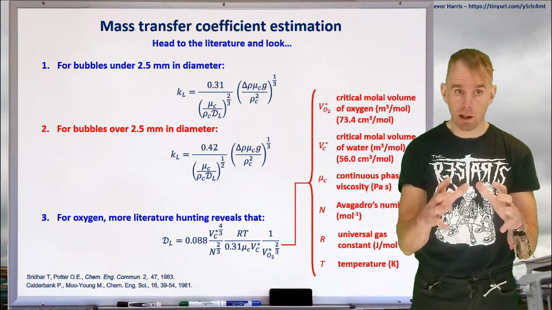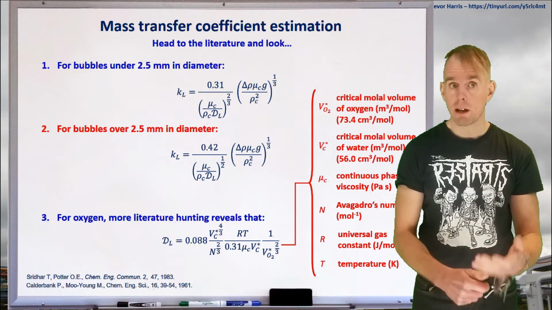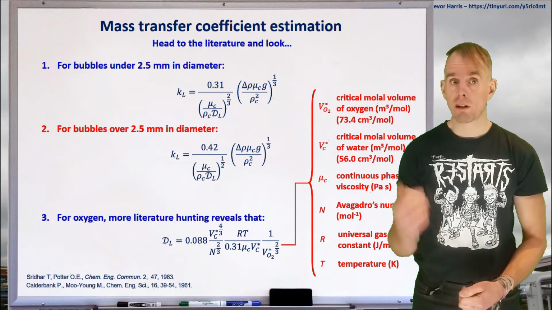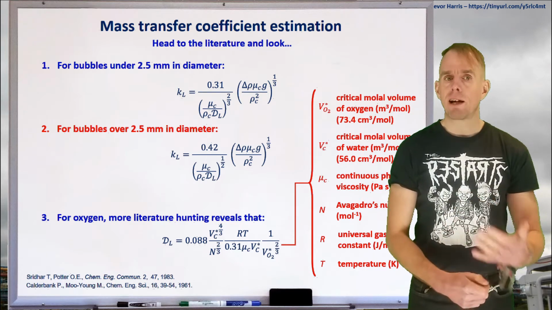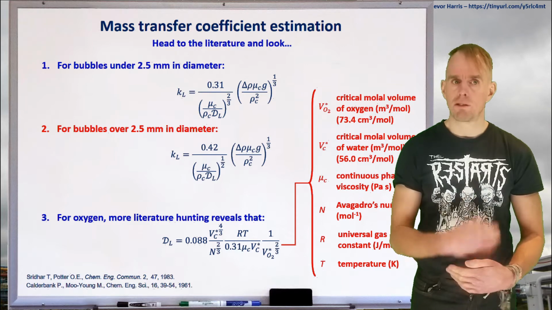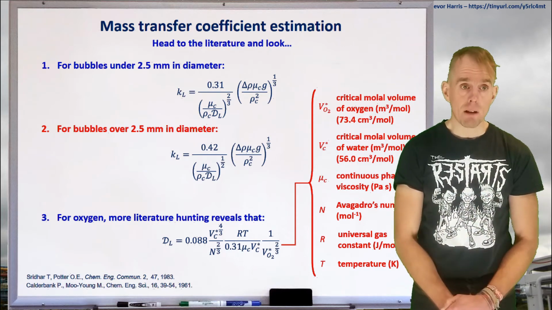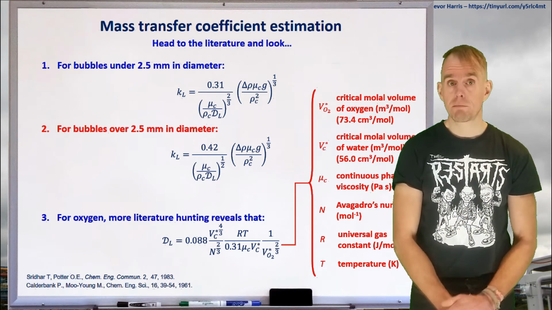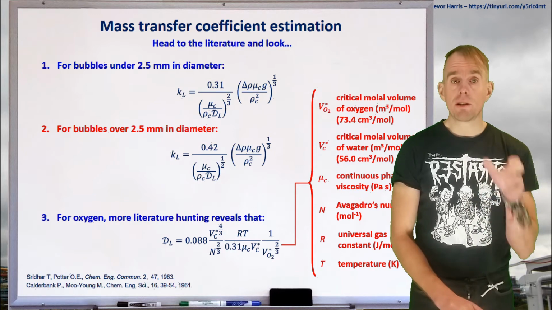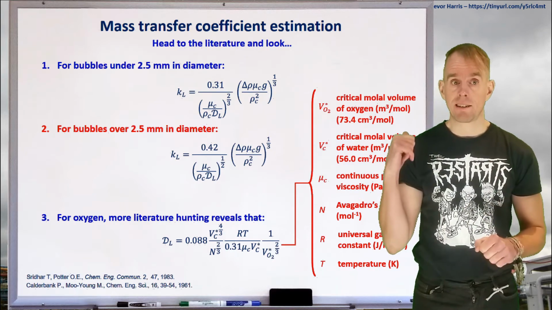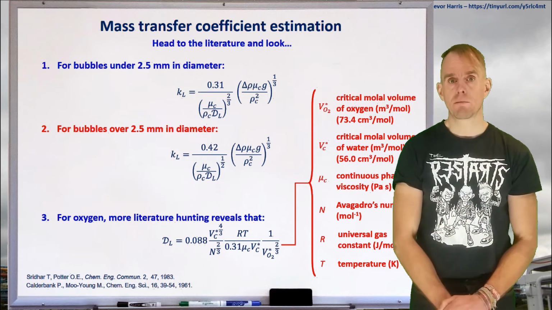So again, if we look at the equation very carefully, we'll find that we've got the critical molar volume of oxygen featuring, the critical molar volume of water featuring, and I've put the numerical values of both of those on the board for you, and then you've got Avogadro's number, universal gas constant, temperature, and continuous phase viscosity measured in Pascal seconds. So be careful with your units, make sure you understand your constants, make sure that the units of the diffusion coefficient that's calculated here are the units that you need to use in the mass transfer relationships.